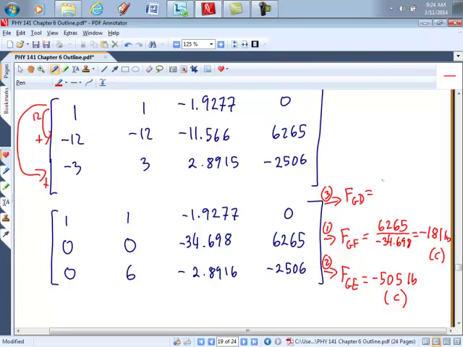And then FGD, negative 1.5, so it's also in compression. So we got all three of them in compression. These two are in less compression than FGE, and that makes sense if you look at the way the horizontal force is pushing, but they are all actually in compression.